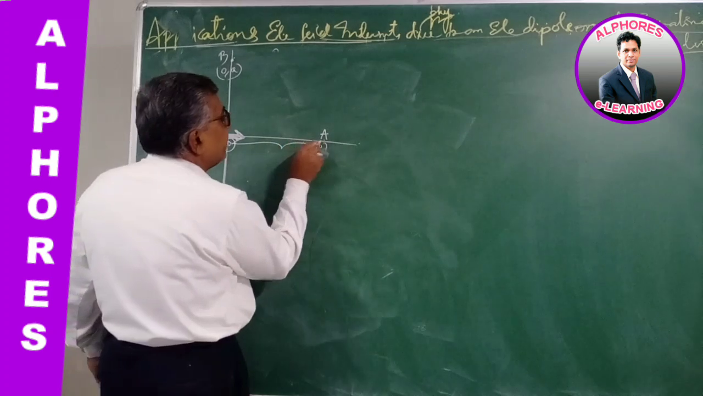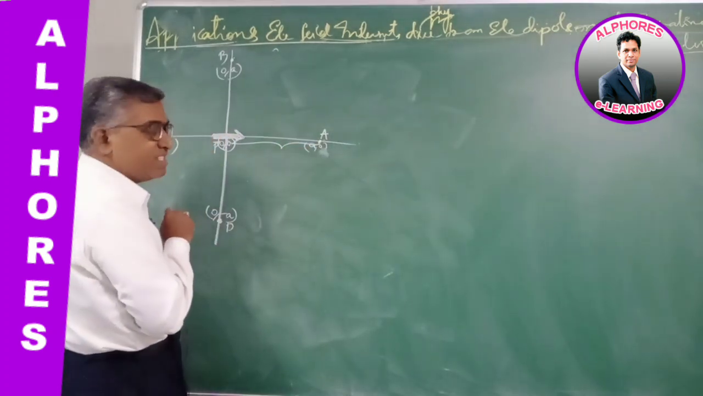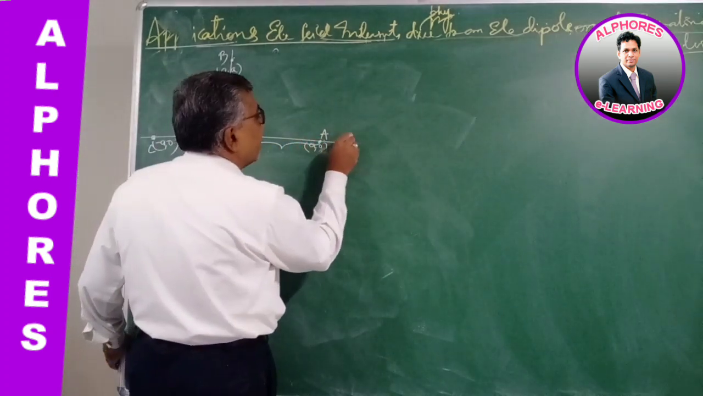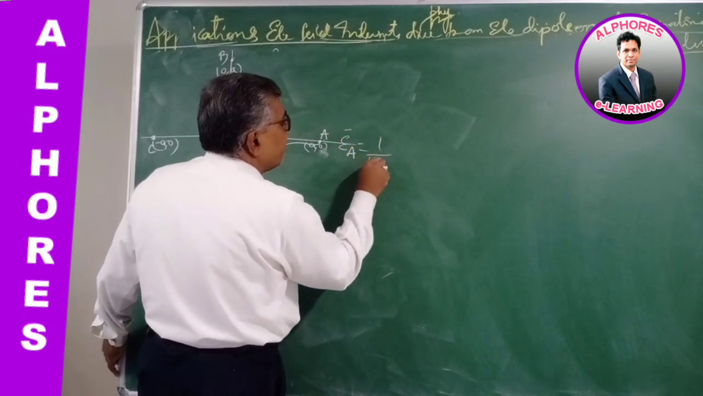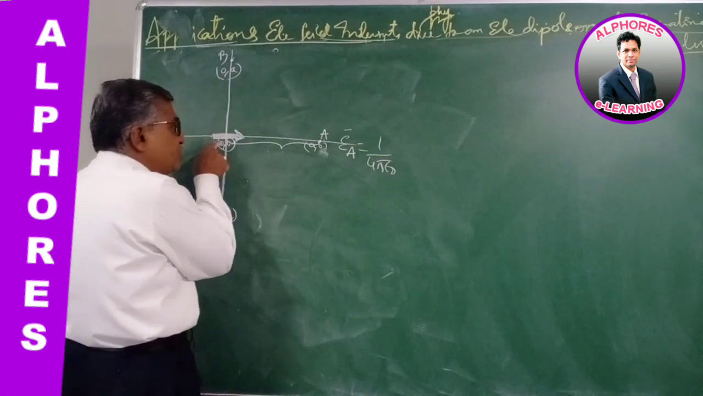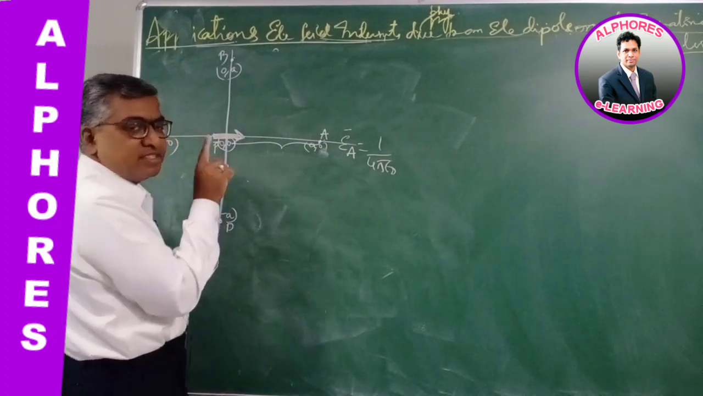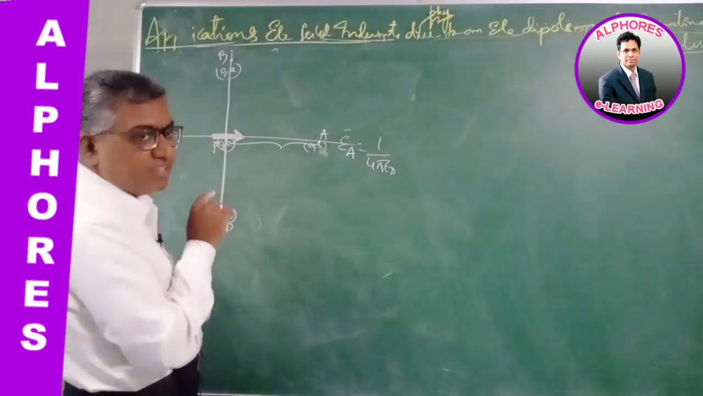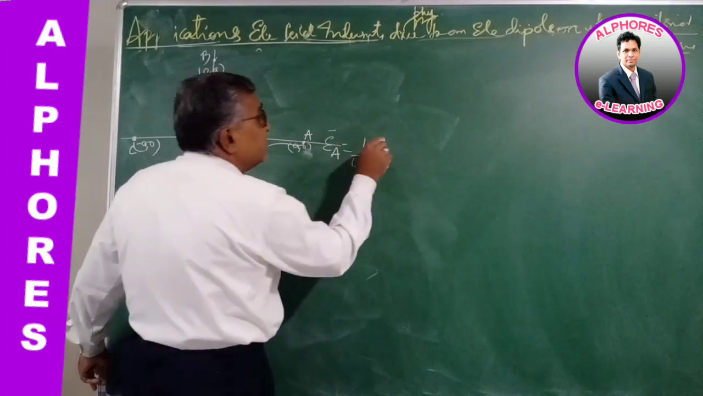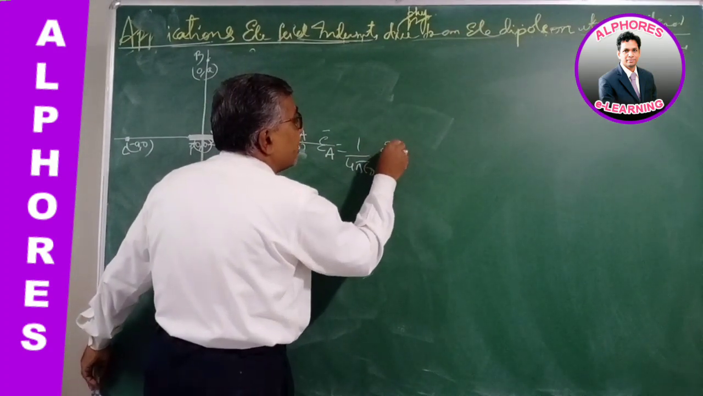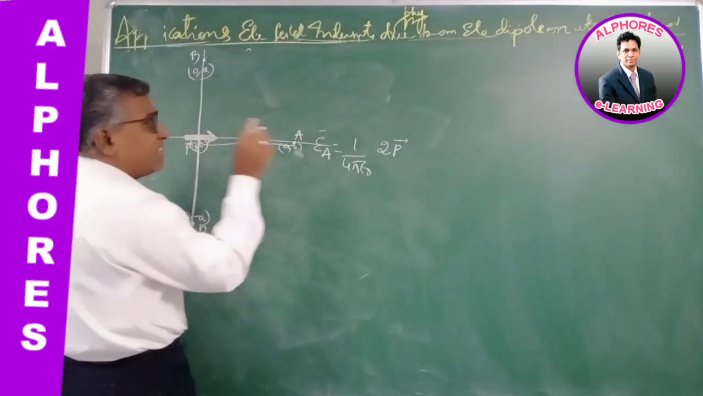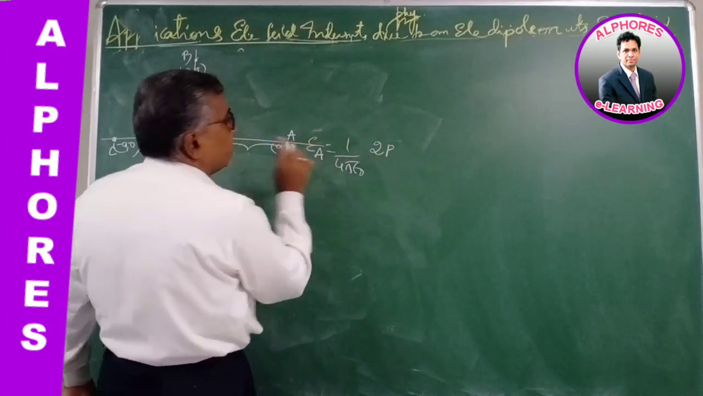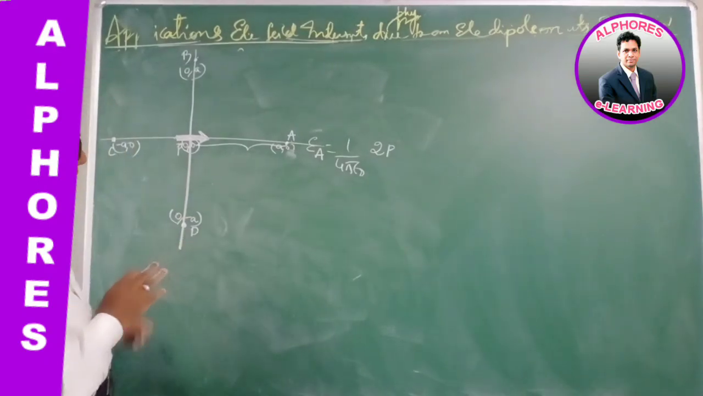Distance of the point is a. So at this point A, the electric field EA is 1 by 4 pi epsilon naught. Short dipole, so simply you have to take the distance of the point. Dipole moment is P. Since it is the axial line, we have to take 2P. First let's take only the magnitude, later we will talk about the direction.